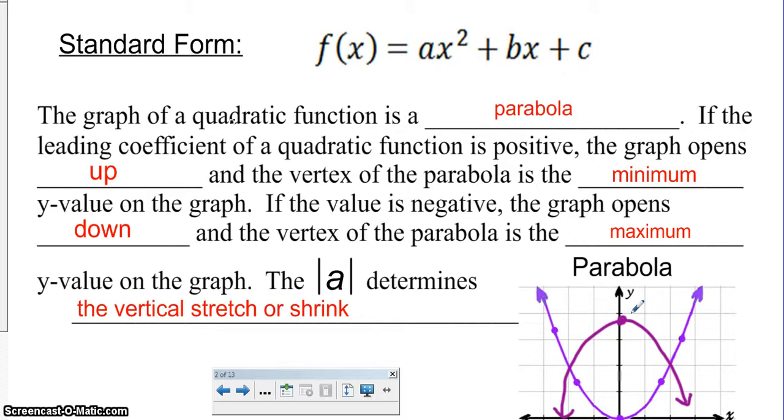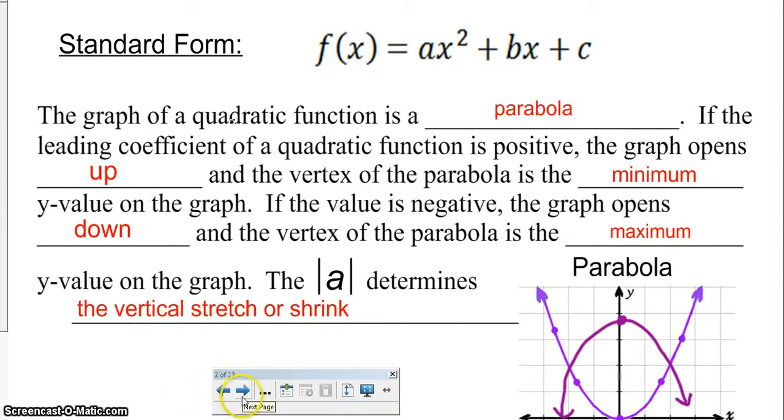We also talked a little bit about the a value, and the a value tells you whether the graph is going to stretch or shrink vertically. Absolute value of a is technically what we're looking at, because whether it's positive or negative is only going to affect whether it's opening up or down. But the actual value of a will tell you whether it's stretching or shrinking, which we talked a lot about in the previous section.